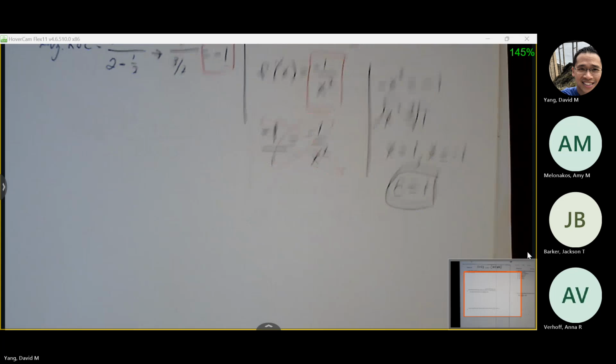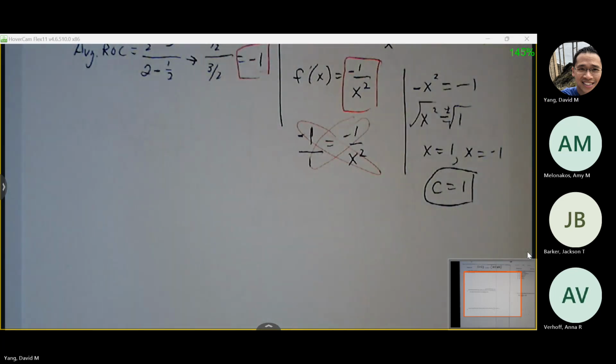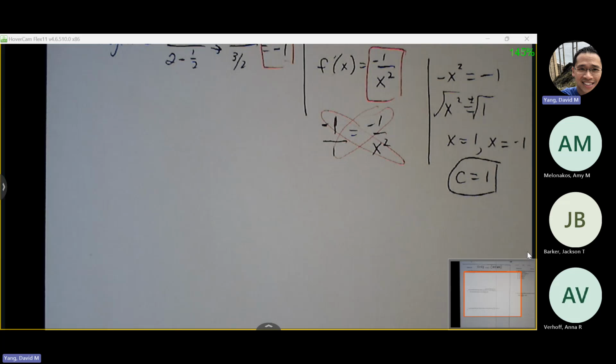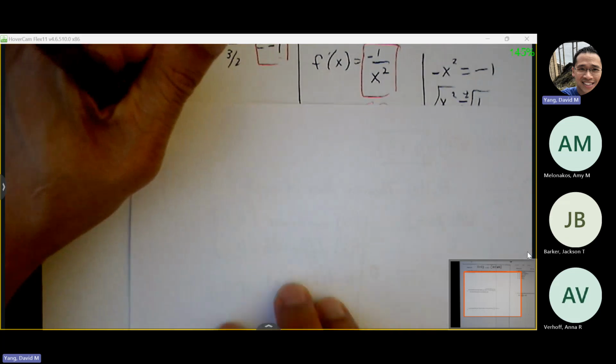Okay. Next up. Number 3, it says use the second derivative test. So second derivative test is not using the sign lines to find the relative max, relative min, but to use the second derivative function. So here's number 3.